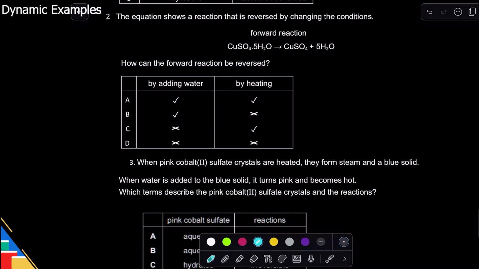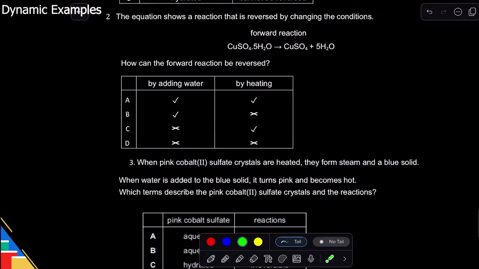The equilibrium shows a reaction that is reversed by changing the conditions. How can the forward reaction be reversed? So I have water included with it. This is hydrated. But this one is reacting with water, which means if I want to reverse this, I need to add water because water is a reactant. If you add water, it will go to the side that has less water. And secondly, if I heat it, water will evaporate. So water will not be there.